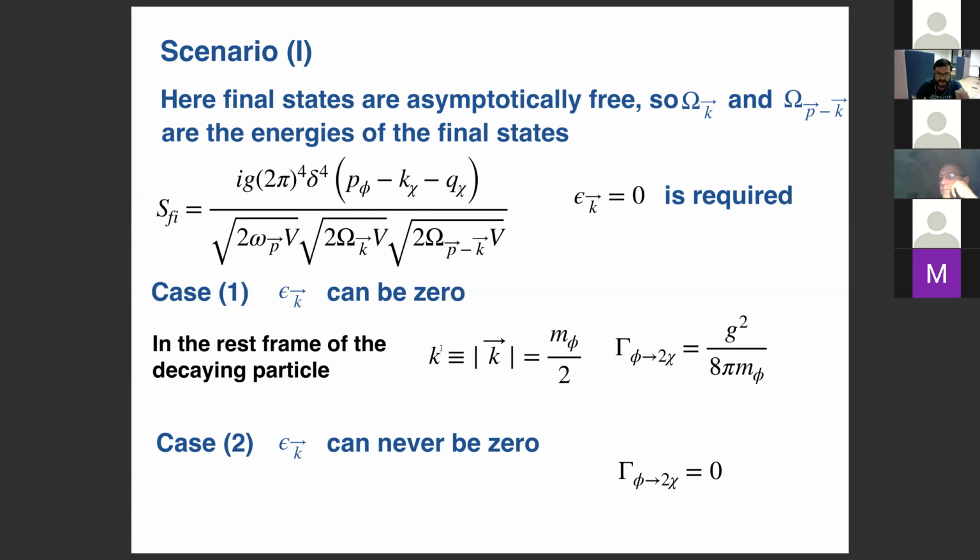In this scenario, both particles have the same k in different directions, of course. And if it is m phi over 2, then we can have the process, and the decay rate is given by this formula. Okay, that's known. In case 2, epsilon can never be 0. There is no frame where it can be 0. There is no energy conservation. Then the decay rate is just 0.